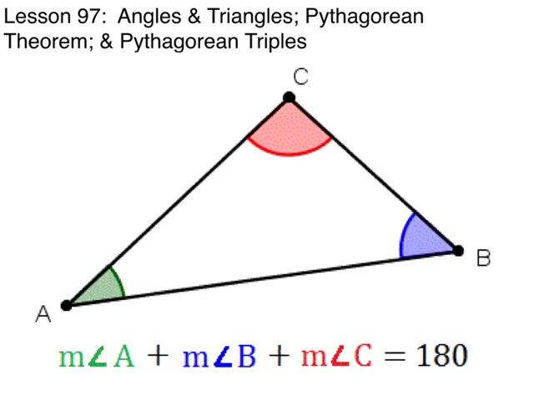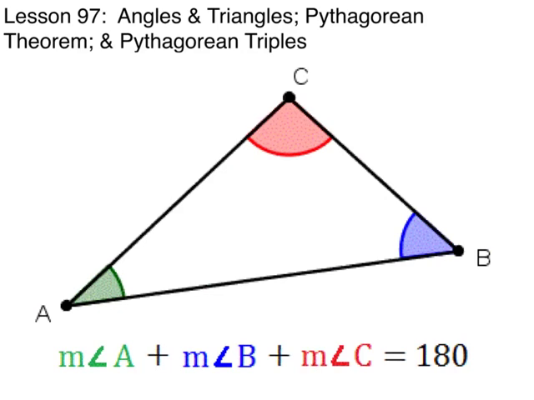This is lesson 97 in Saxon's Algebra 1, the third edition. This lesson is going to cover a couple of things: angles and triangles, which is a review of that, the Pythagorean theorem, there we are with that theorem word again, and then Pythagorean triples. It's a little bit longer lesson than we've been having, so let's get right to it.